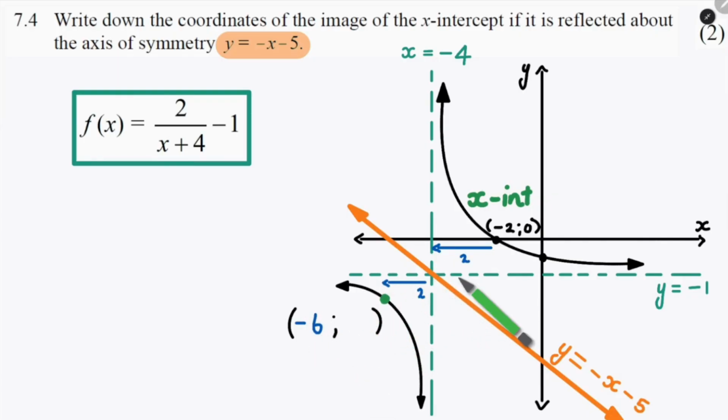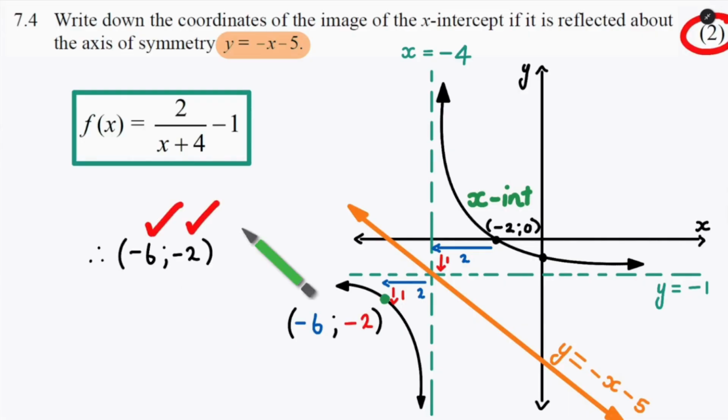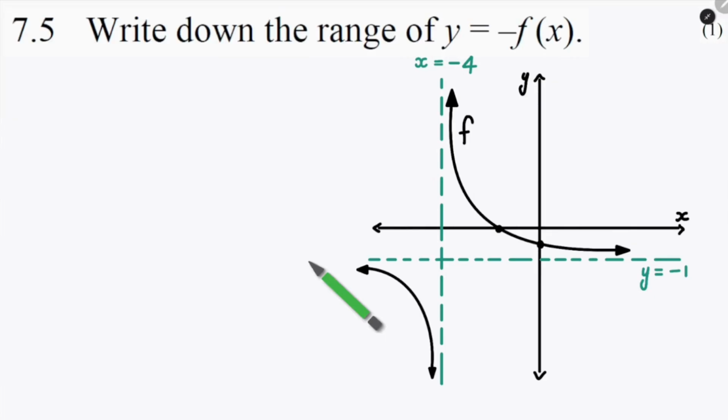And there's a very similar process with the y value. If I go down 1 over here, I'm going to have to go down 1 over here to find my y value to be -2, because I start at 0, go down 1, go down another 1 to get to -2. So this coordinate they're asking for is -6 and -2. And you will simply get 1 mark for your x value and 1 mark for your y value in this question.